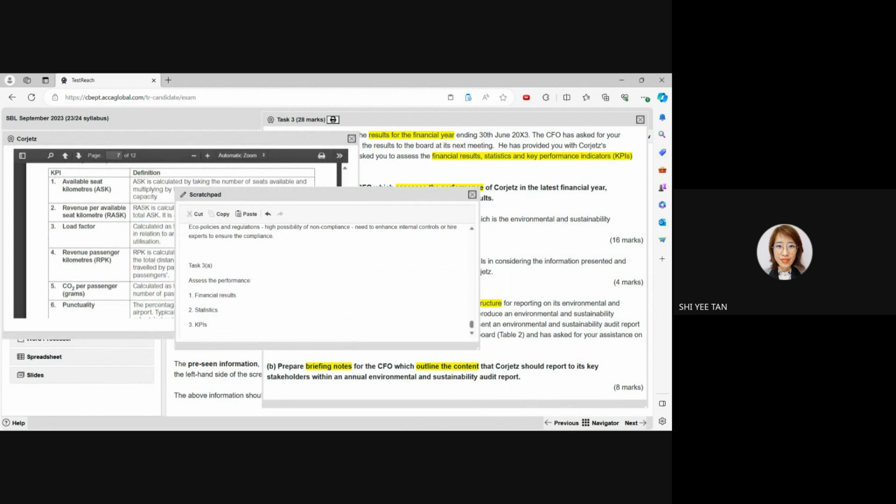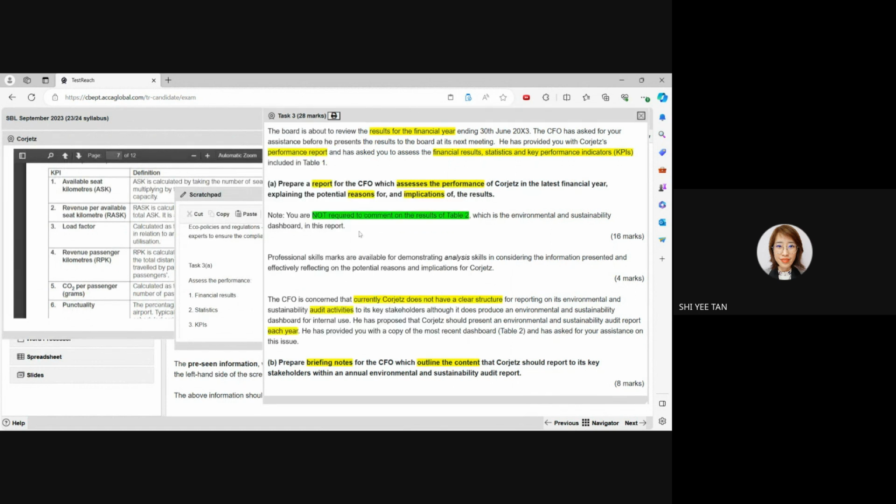Then what the question actually asks you to do is prepare a report. Your format is report. Your marks are a lot, 16 marks. You have to cover quite a number of points, so you need to make sure your points are enough. You're supposed to assess the performance of Corjetz in the latest financial year, explaining the potential reason for and implication of the result.